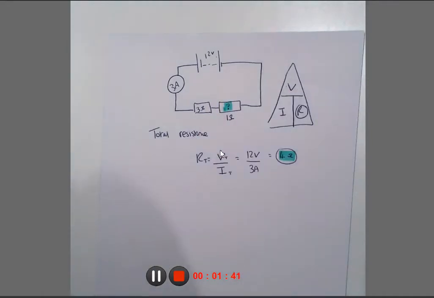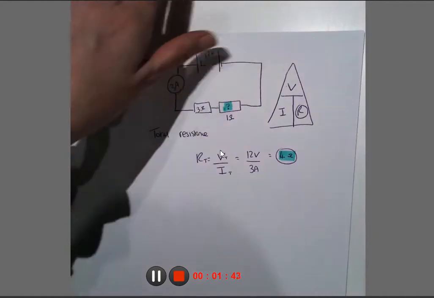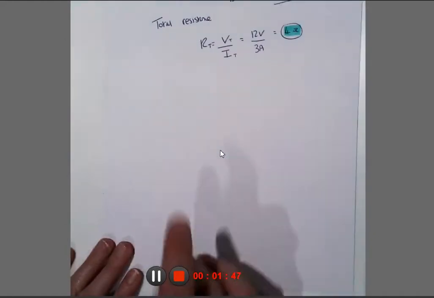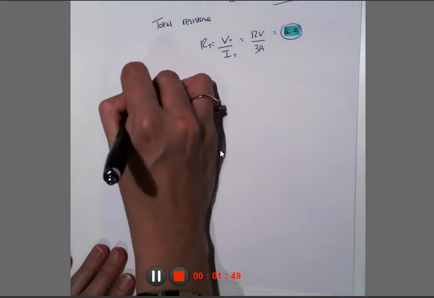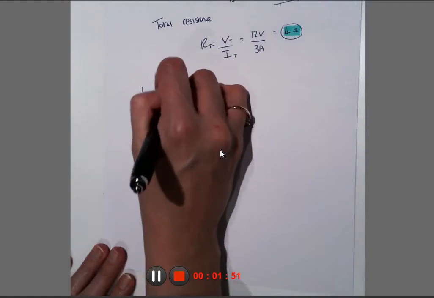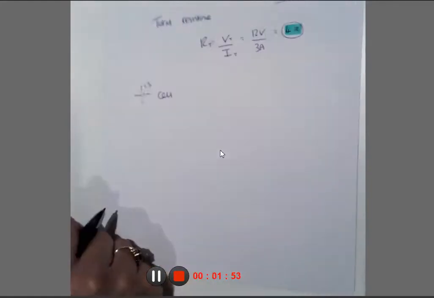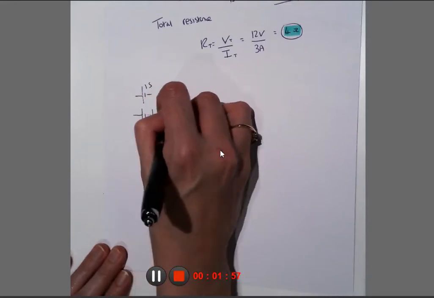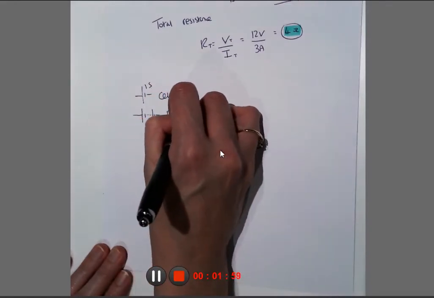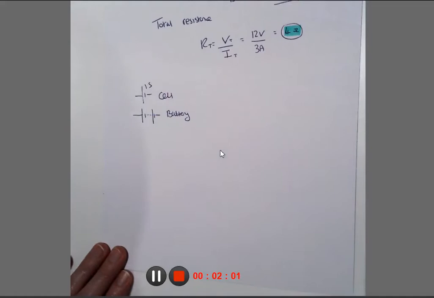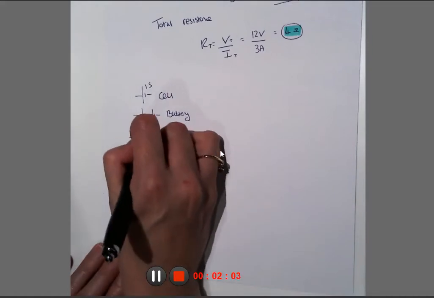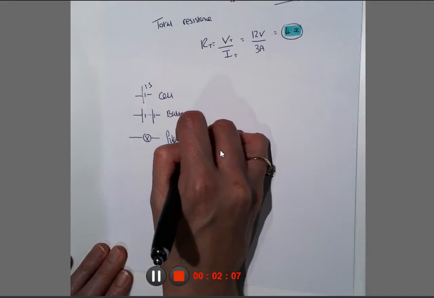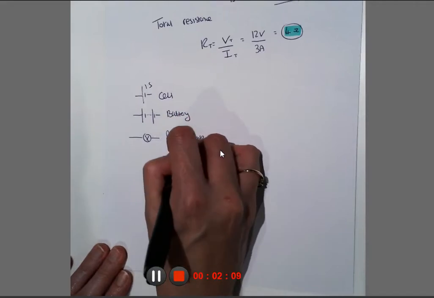Okay? Next you need to have a revision of the circuit symbols. So we'll just have a quick look at the main ones you need to know. So this is a cell, has 1.5 volts. This is a battery, which is more than one cell and can have any voltage you like or potential difference. This is a filament lamp or a bulb.